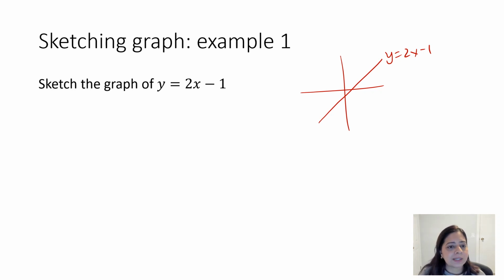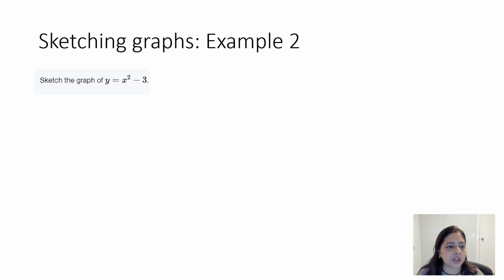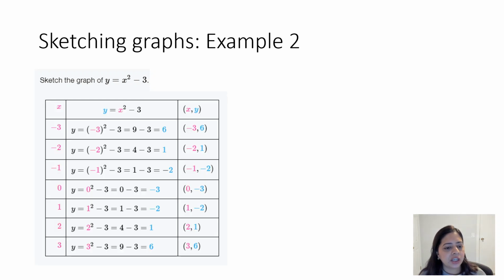I hope the process is clear. Now we are going to apply the same process on a different equation. This time we have x squared minus 3. I've already done the calculation here, so I'm just going to show you these points.